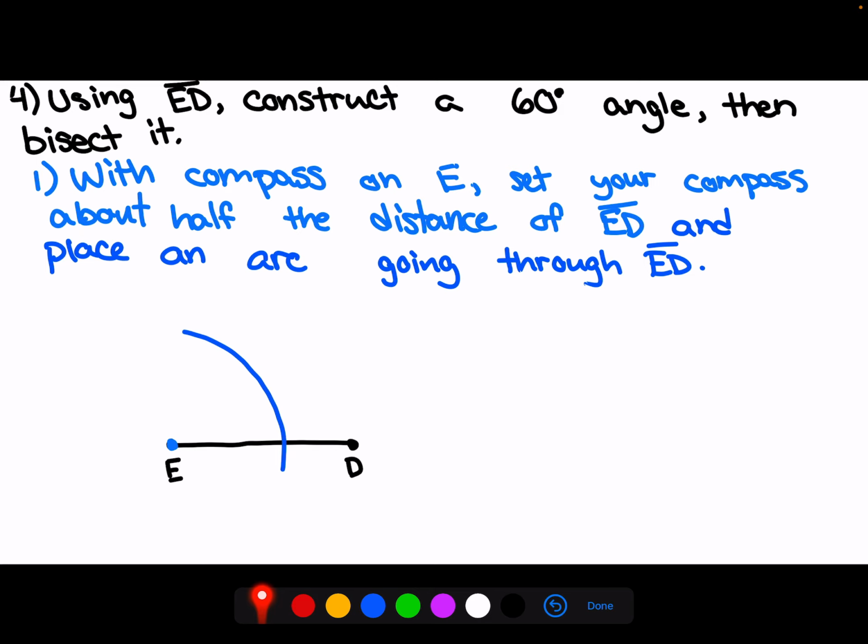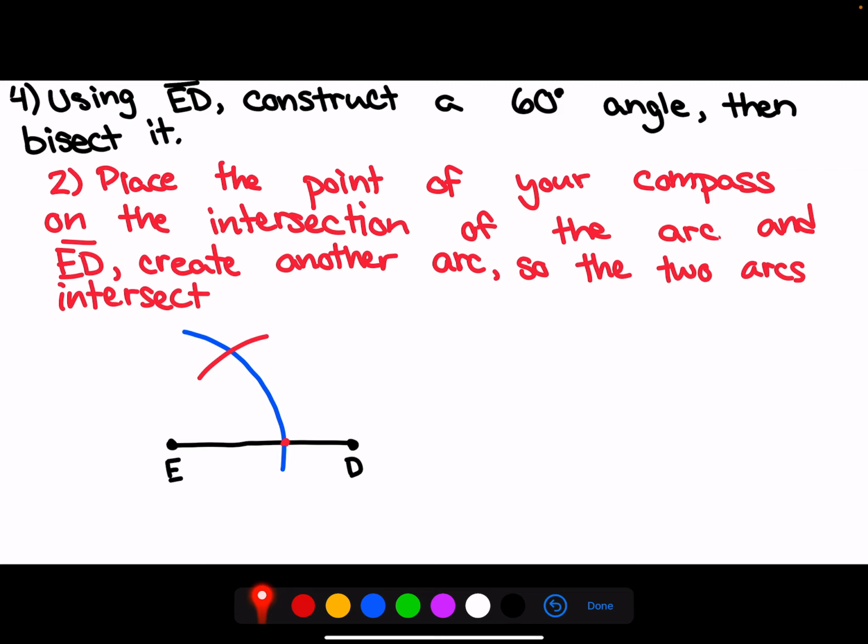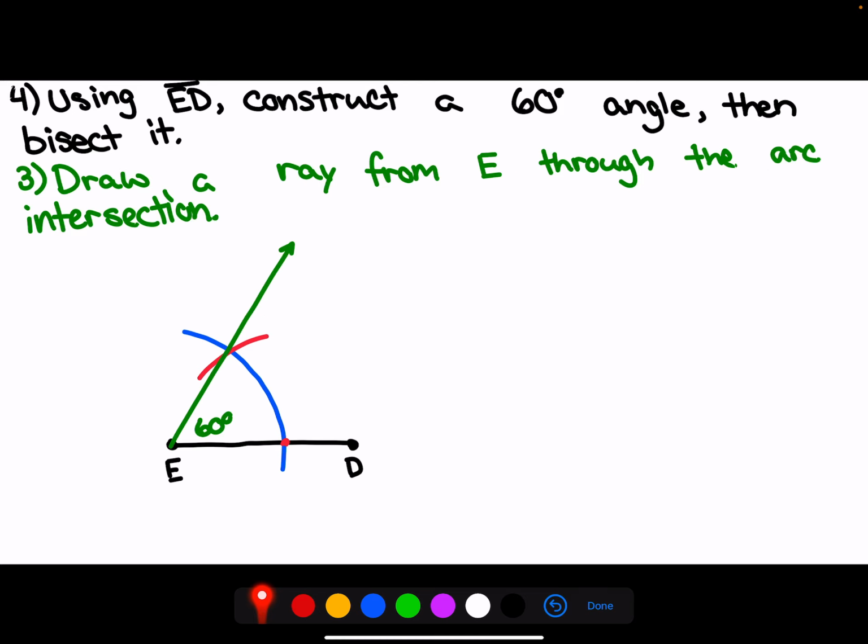At this point, I'm going to go to my point of intersection on my segment, and I'm going to put the point of my compass on this intersection. With the point of my compass on this intersection, I'm going to create another arc so that I have 2 intersecting arcs here. Now I can line up my ruler with point E and these intersecting arcs and create a ray with endpoint E. This ray will create this new angle, angle E, and angle E will be 60 degrees.